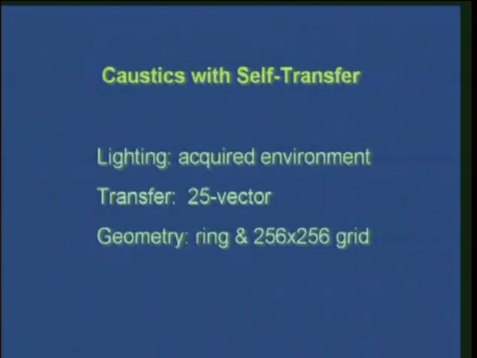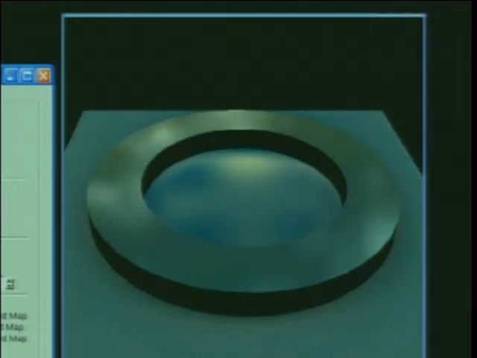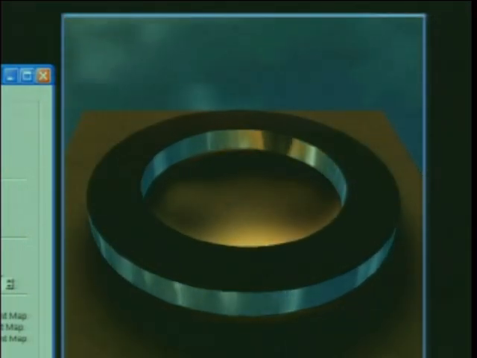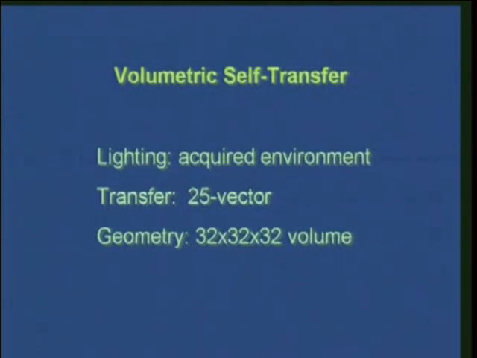We can incorporate shiny objects into the pre-processed model to obtain caustics. The caustics change properly as we rotate the model or the environment. Self-transfer can be extended to volumetric data as well as surfaces. Soft shadows within this cloud respond to lighting changes in real time.